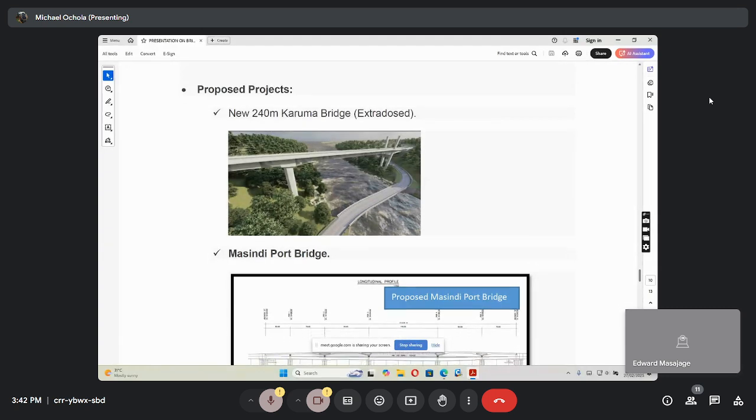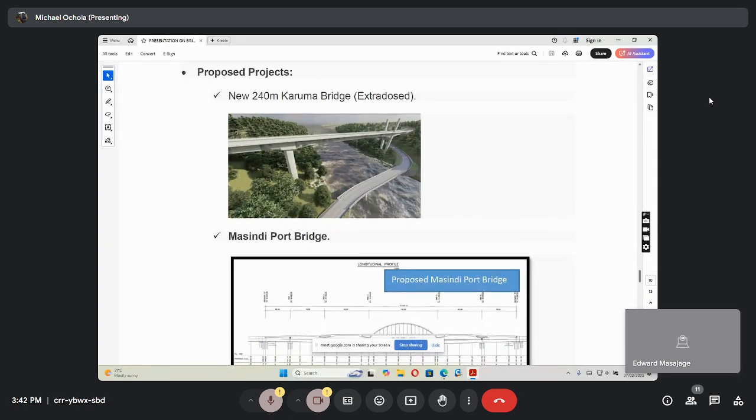Now, proposed projects. We have new projects. We have Karuma. This is the old one, the one I showed you, which they were working on. And this is a model. I know these young guys should learn. I know you can model using Revit Structure, you can use Archicad, you can use InfraWorks. I know these young guys can be very good.